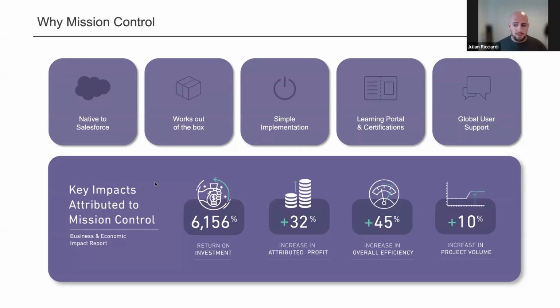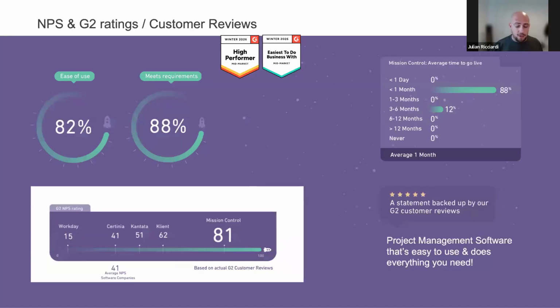Along with that, we do have global support. Our success teams are based in the US and Australia, so we have as close as possible to 24-hour support. In terms of our customer reviews, our NPS scoring is fairly high compared to our worthy rivals. In terms of getting started, average time to go live really depends. It's case by case, but most of our customers are live within the first 4 weeks, that first month of being Mission Control users. That speaks to the easy use and how out of the box we are.